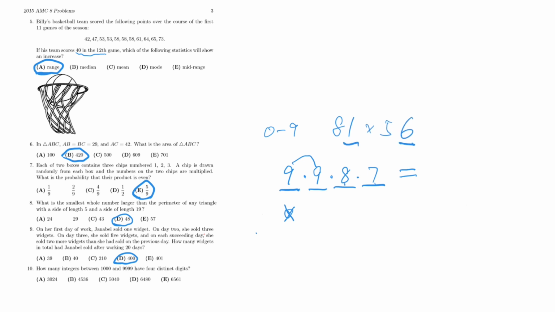One's digit must be 6. So the only one is B, that's our answer. The one's digit is 6. So the number 10 answer is B.